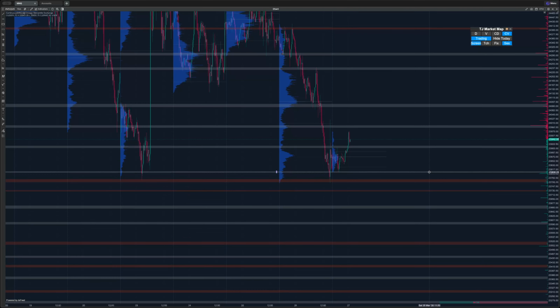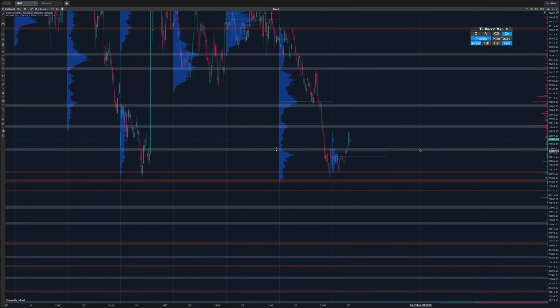So we marked this one here as well. That was the daily low of today. And then here we have an area. I'm kind of inclined to take this one more down here.